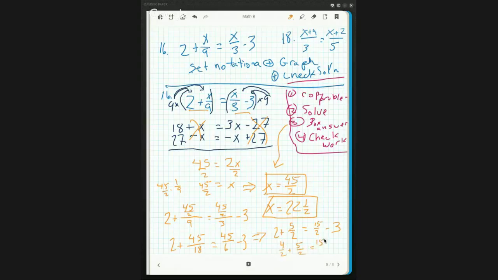Does that equal 15 halves minus 6 halves? And the answer is yes, because this is going to be 9 halves, and that's going to equal 9 halves. And there we've checked our work.